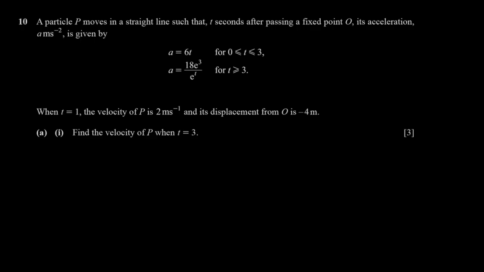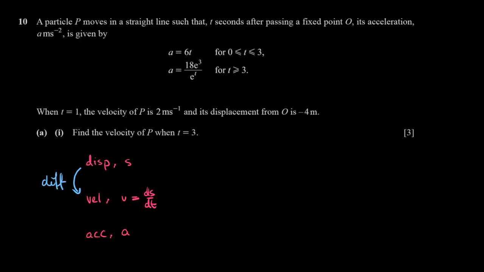Okay, I think it's probably helpful just to recap very quickly how to do this type of question. Basically, we've got displacement, which we label as s. We've got velocity, which we label as v. We've got acceleration, which we label as a. And essentially, velocity is the rate of change of displacement. That means that velocity can be written as ds dt. In other words, we differentiate displacement to get velocity.